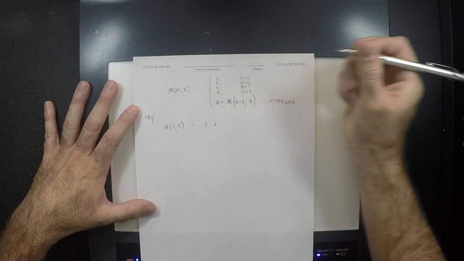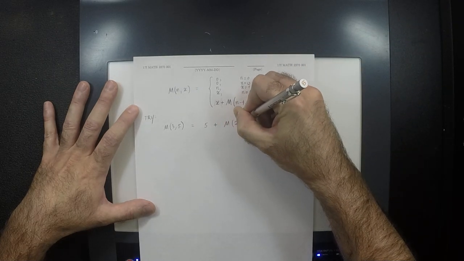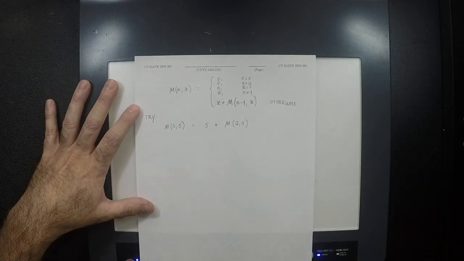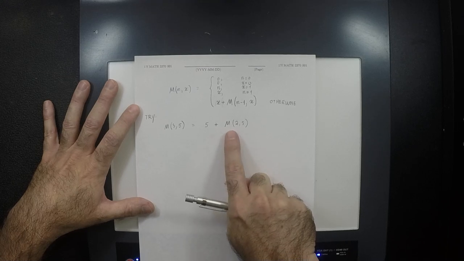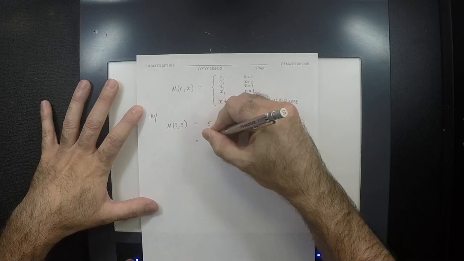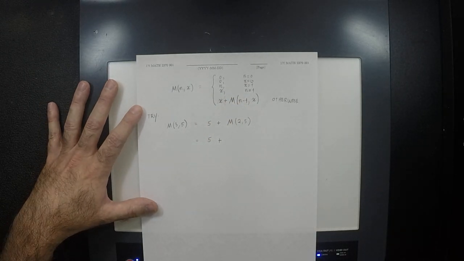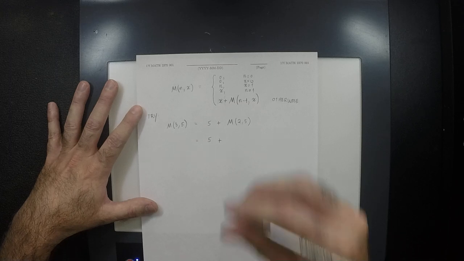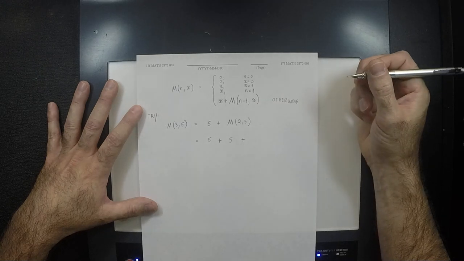5 plus m of 2 and 5. So there's more work to do. Okay, we can't get it figured out until the function evaluation is gone. So that means that this would be 5 plus, and if we wanted to do m of 2 and 5, then what? 5 plus. So it would be another 5, right? And then what?